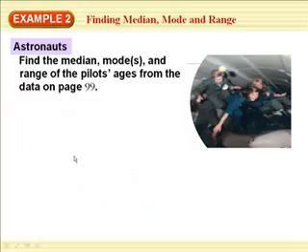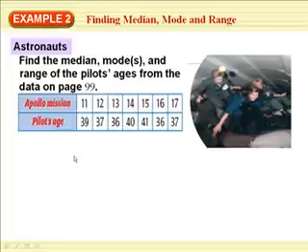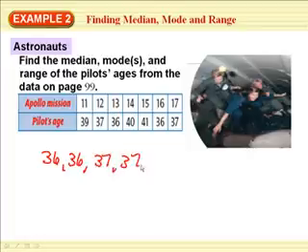Okay, example 2, finding the median, the mode, and the range. So we just practiced the mean. It says find the median, mode, and range of the pilot's ages from the data on page 99. So the first thing you need to do with median is you need to take the numbers and put them in order from the smallest to the greatest. So I have 36 happening twice. I have 37 happening twice, and we'll mark them off as we write them here. I have a 39. I have a 40, and I have a 41.